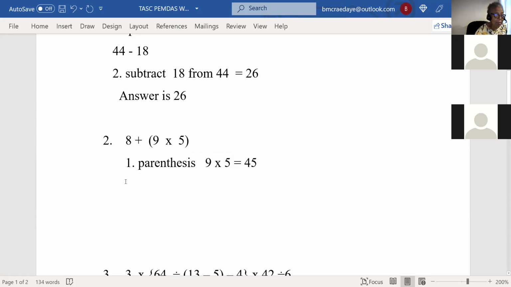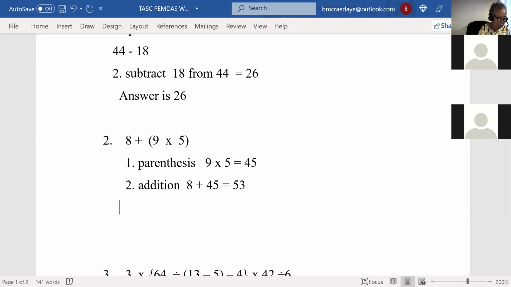Okay, and then what's the second step? Then you add. Okay, second step is addition. Okay, so once we do the addition, we have 8 plus what we got from the parenthesis, right? 8 plus 45, and what's that equal to? 53. So our answer is 53. Good. Okay, there we go.